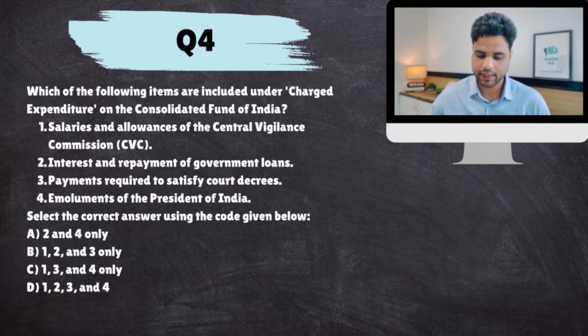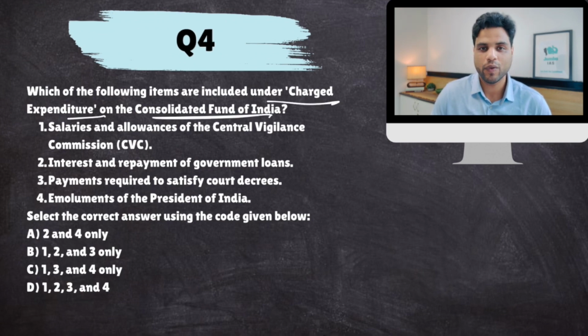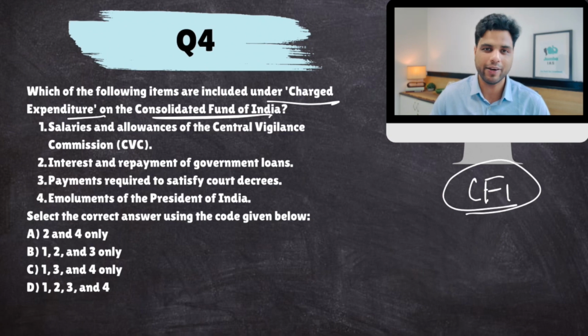Okay, next. Which of the following items are included under charged expenditure on the Consolidated Fund of India? Now remember, any money withdrawn from Consolidated Fund of India requires parliamentary approval, and this parliamentary approval is taken in the form of demand for grants.